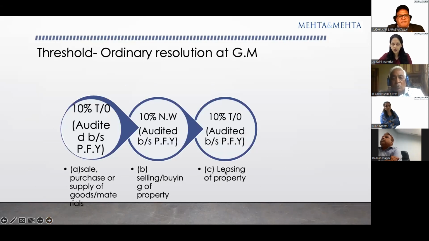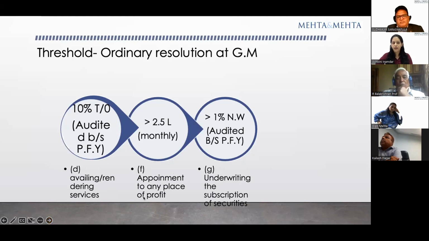So we were talking about the threshold limits. What are the threshold limits beyond which we need to take the shareholders' approval? For sale, purchase or supply of goods and material, it is 10% of the turnover as per the audited balance sheet for the previous financial year. For selling or buying of property, 10% of the net worth as per the audited balance sheet of the previous financial year. Leasing of property, 10% of the turnover. Then availing or rendering of services, 10% of the turnover. Appointment to any office or place of profit, it is 2.5 lakhs per month. And underwriting the subscription of securities, it is 1% of the net worth.